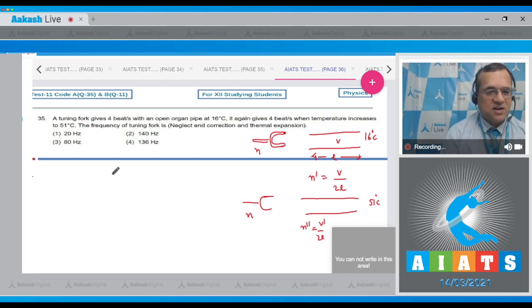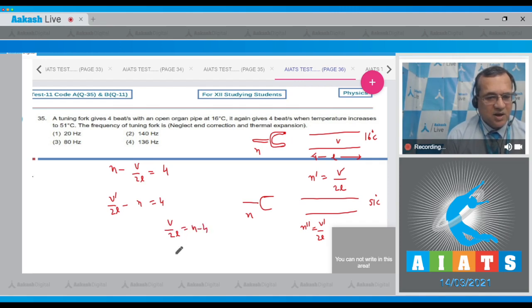So write the difference. The difference is 4. In the first case, the fork is higher, so n minus v by 2L is equal to 4. Whereas in the second case, the pipe is higher than the fork, so v prime divided by 2L minus n is equal to 4. These two equations you have to remember. If I write the first equation, v by 2L is equal to n minus 4. And the second equation is v prime by 2L is equal to n plus 4.